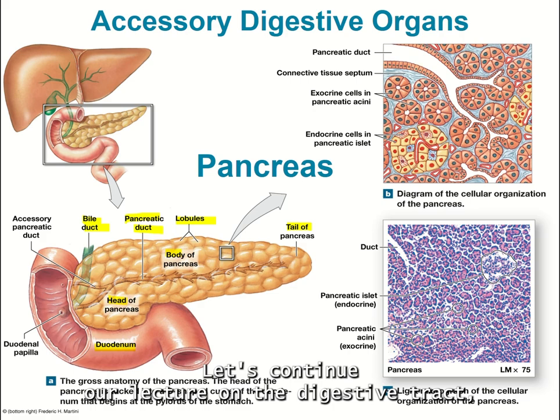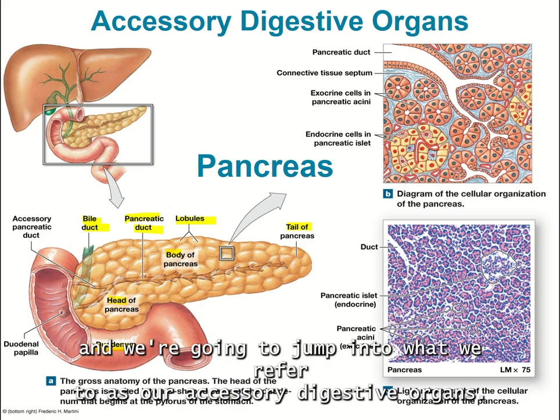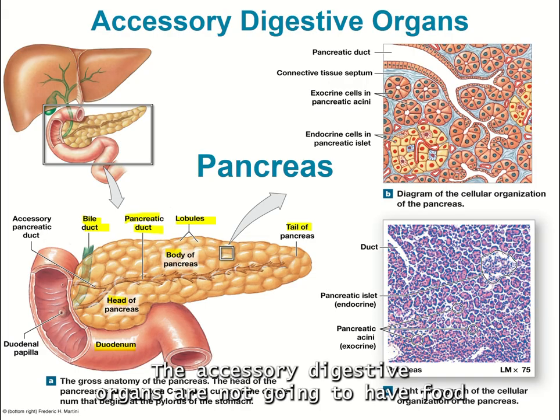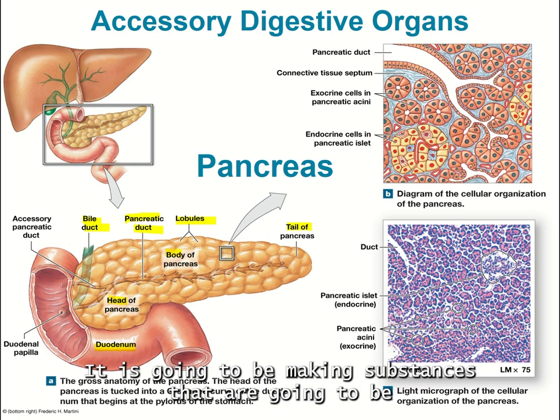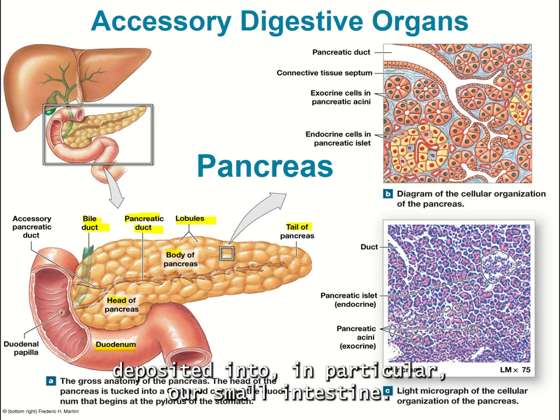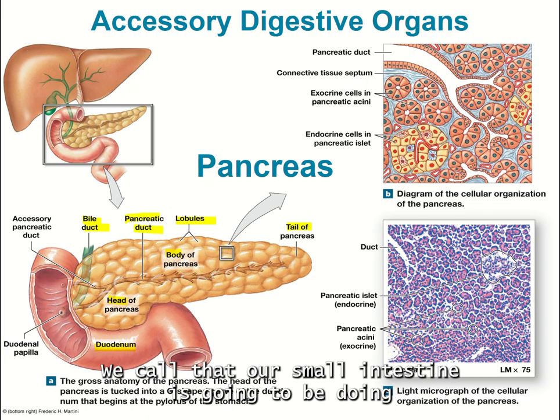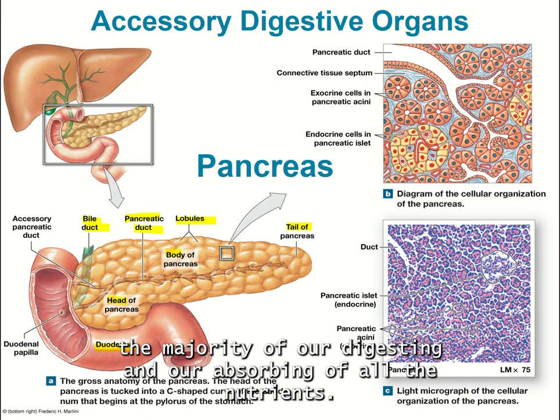Let's continue our lecture on the digestive tract, and we're going to jump into what we refer to as our accessory digestive organs. The accessory digestive organs are not going to have food passing through them, or bolus or chyme. They are going to be making substances that are going to be deposited into, in particular, our small intestine. Recall that our small intestine is going to be doing the majority of our digesting and our absorbing of all the nutrients.